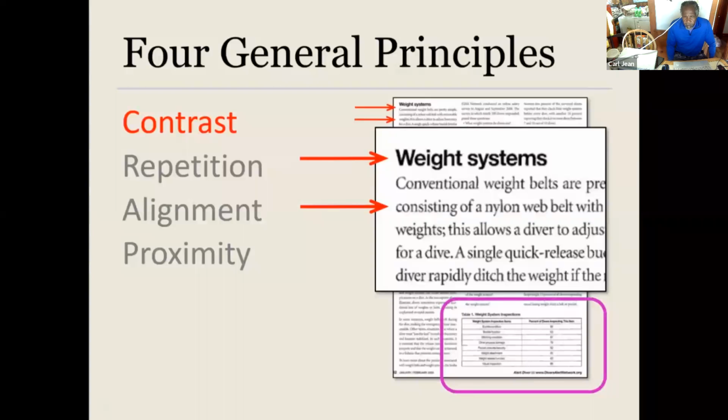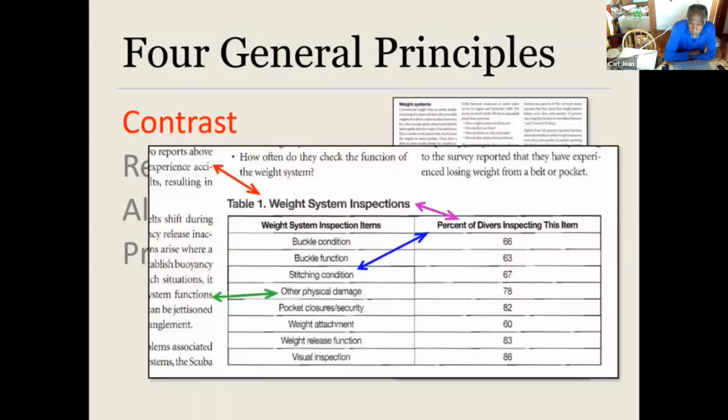Here's another example of contrast in this table down at the bottom. Take a look at the red arrow. What contrast do you see between the main text on the left and the Table 1 Weight Systems Inspections on the right? Well, there are a couple of different ones. For example, the size is different, the weight is different, the fonts are different. So if you look at the main text and the heading text, again, the letters are different shapes.